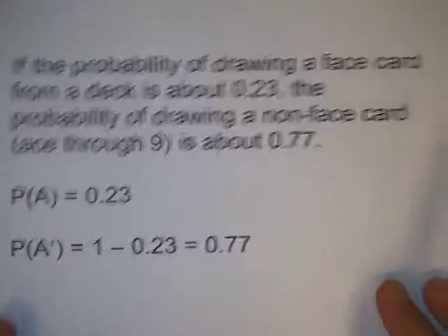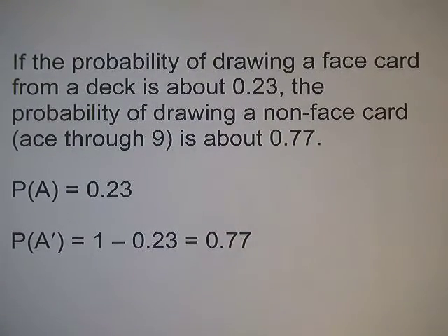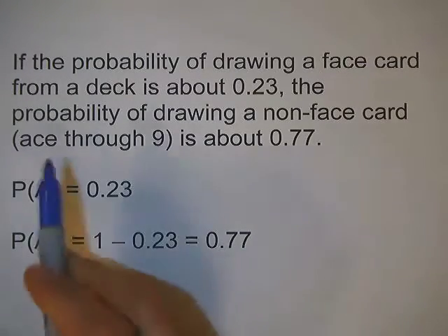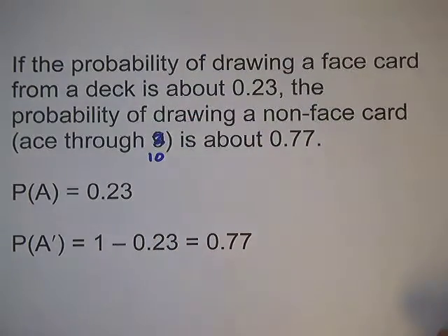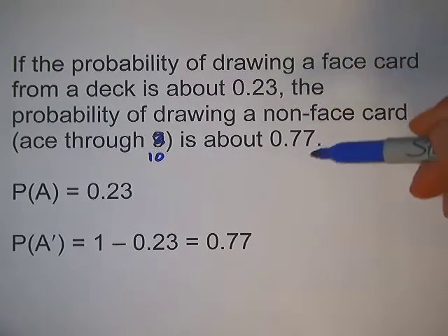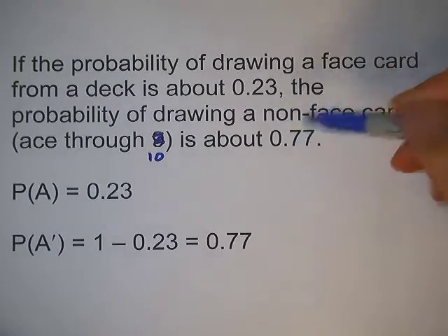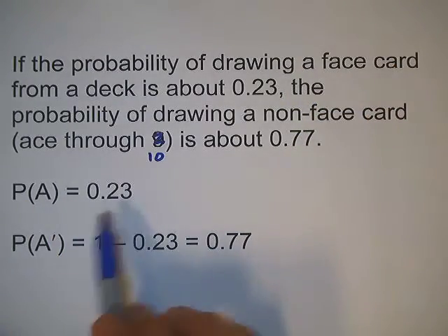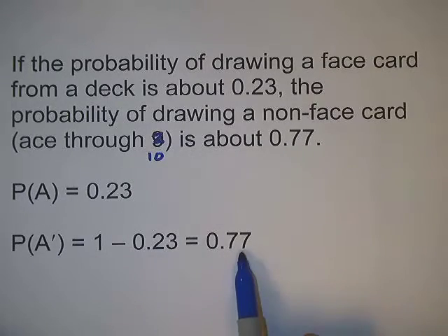So putting that into practice, if the probability of drawing a face card from a deck is about 0.23, the probability of drawing a non-face card, so an ace through 10, is about 0.77. The probability of the event plus the probability of the complement needs to add to 1. So if the probability of A is 0.23, the probability of the complement of A is 1 minus 0.23, which is 0.77.